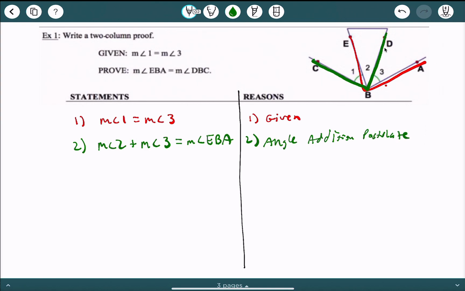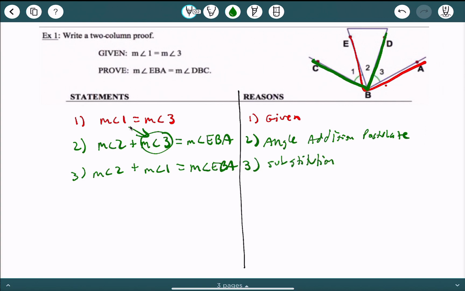Okay, so if I look at what I have now, well, I have angle 3 twice, right? But I know angle 3 is equal to angle 1, so I can substitute. So I can either write angle 1 or angle 3. If I substitute in 1 here, I would get the measure of angle 2 plus, so instead of the angle 3 here, I'm going to substitute in 1 because I know that they're the same. Okay, so that'll be my substitution property, right? So substitution of equality.